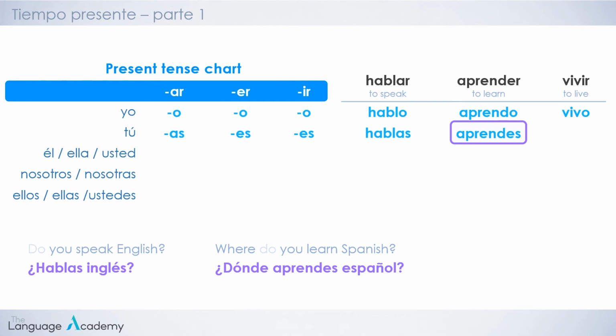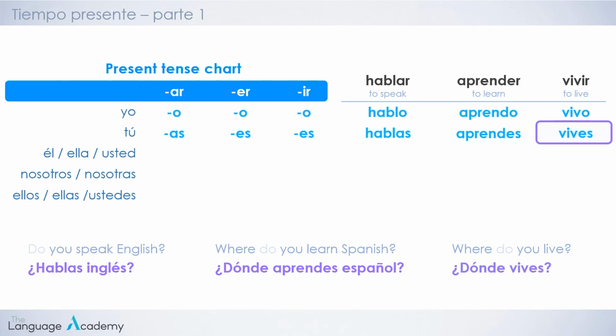Let's continue with the last verb. How do you say you live? Vives. How do you ask in Spanish, where do you live? ¿Dónde vives? ¿Dónde vives?